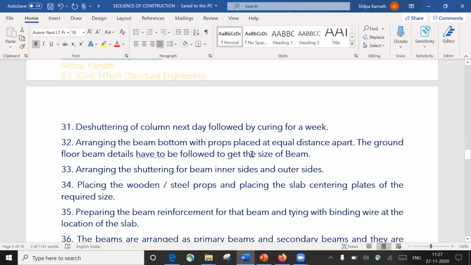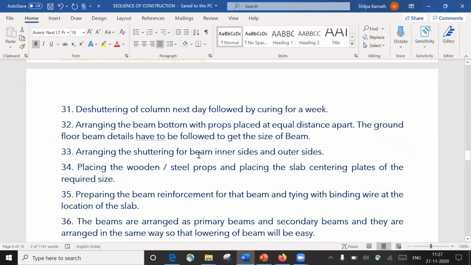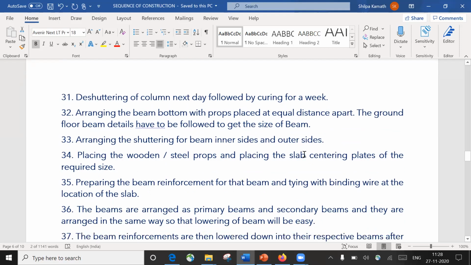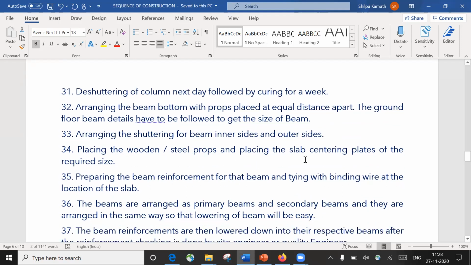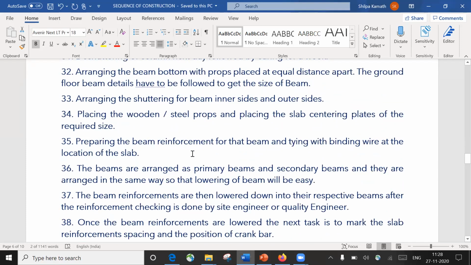So once you arrange the beam bottom, next is arranging the shuttering for the beam inner sides and outer sides, right? Because if you want to pour the concrete, you have to put the shuttering. So the beam bottom is done, and along with it you put up the beam inner sides and beam outer sides. Then placing the wooden or steel props and the slab centering plates of the required size. You put up the slab centering plates with proper props so that you get enough strength for those slab centering plates.